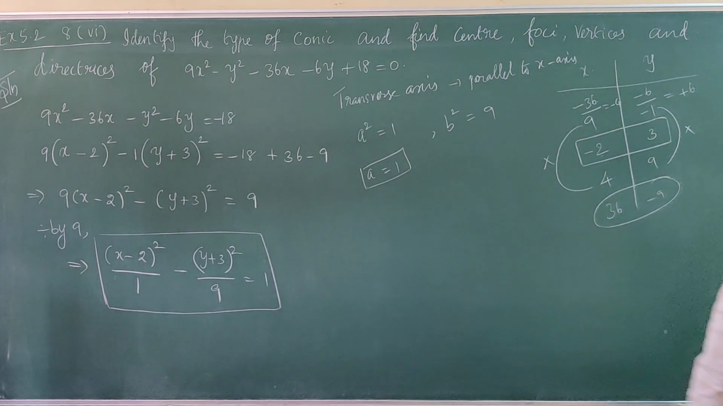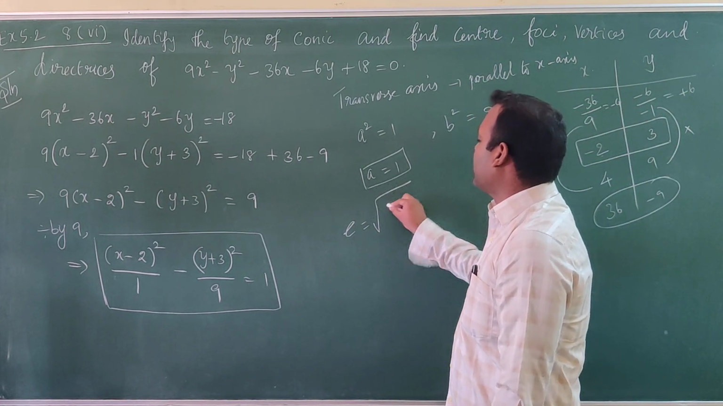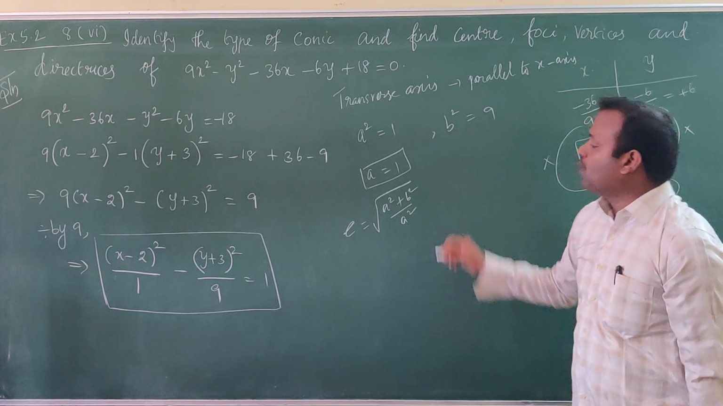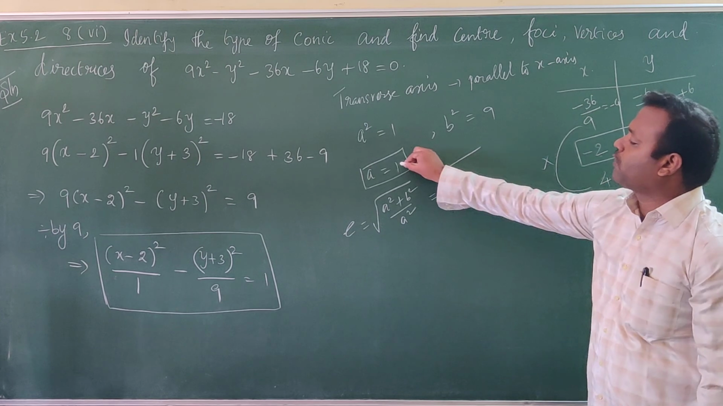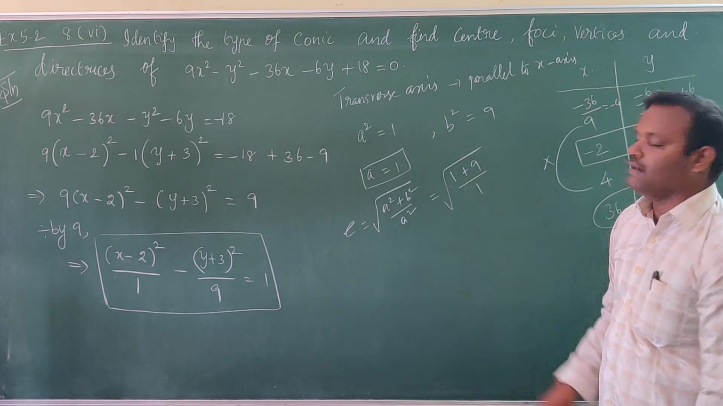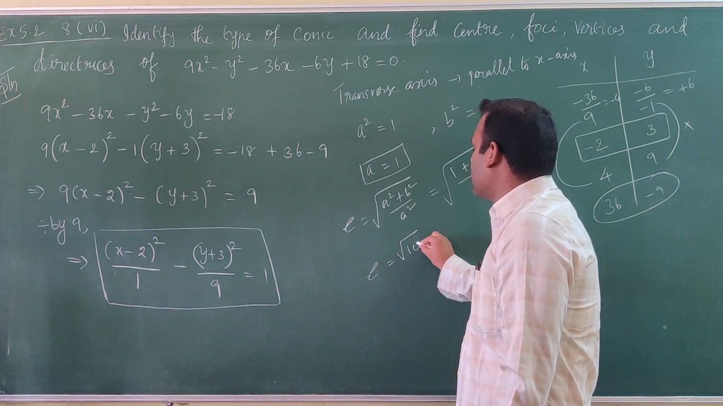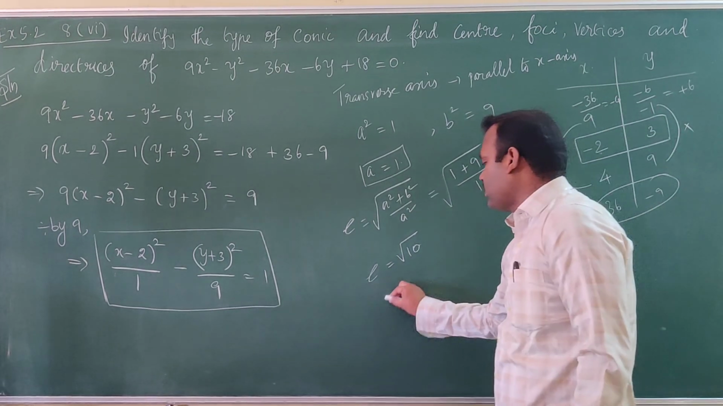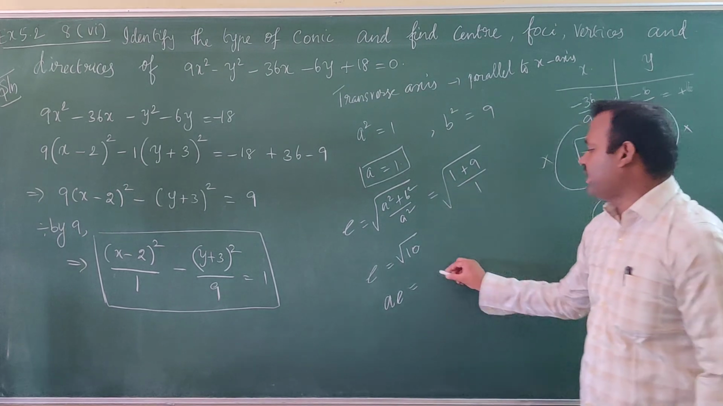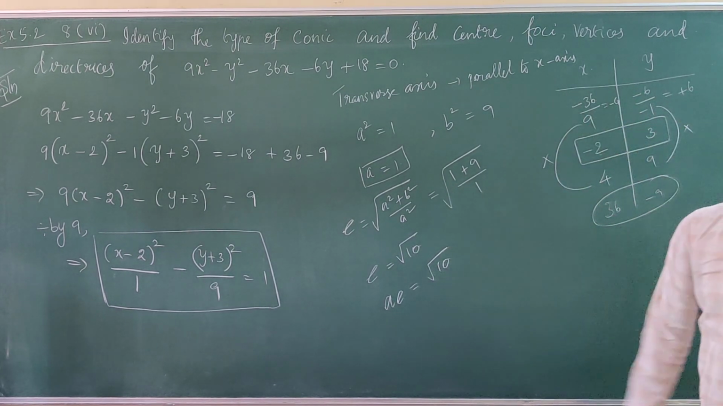Next we have to find the eccentricity. The eccentricity formula is root of (a square plus b square) by a square. A square value is 1 plus b square value is 9, divided by 1. So the value of eccentricity e equal to root 10. Next you have to find the value of ae. Here a value is 1 into root 10, which is nothing but root 10.